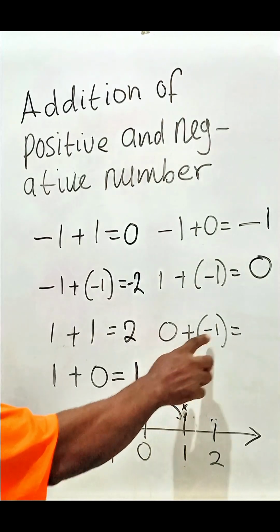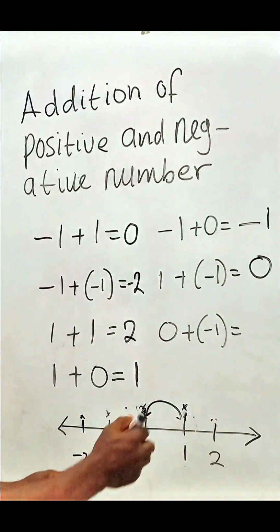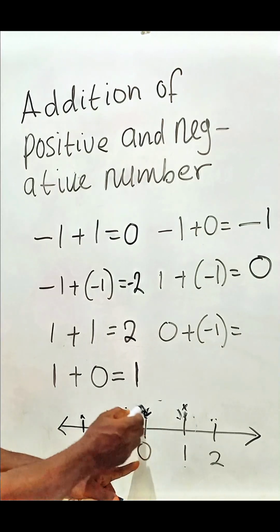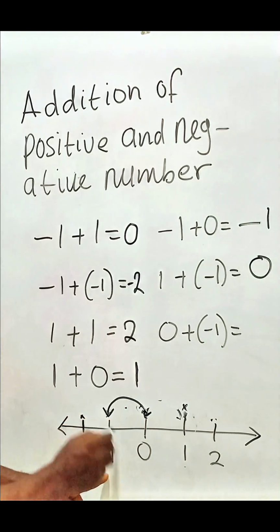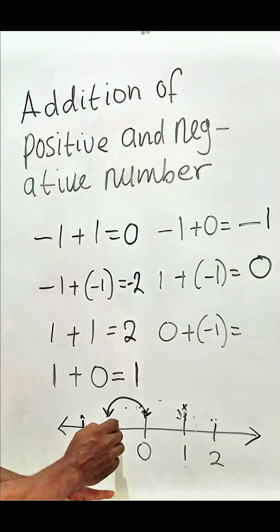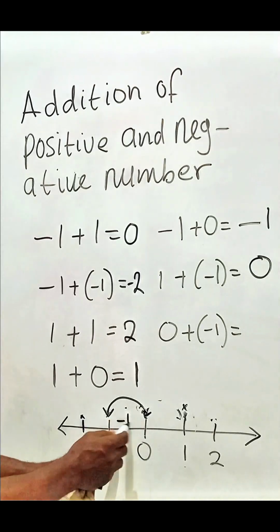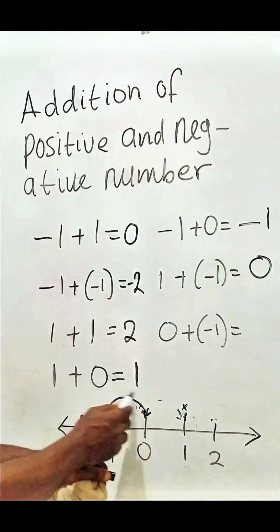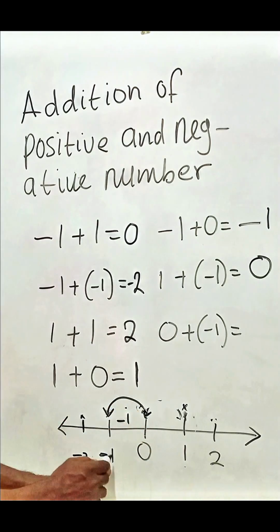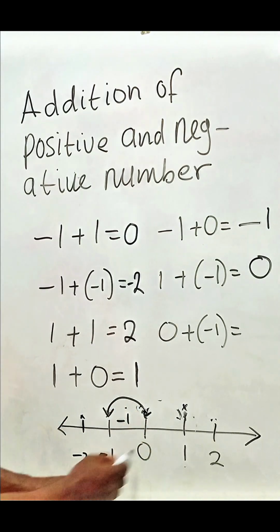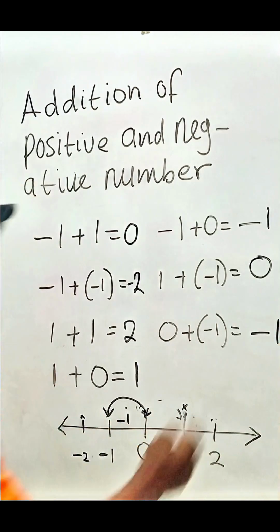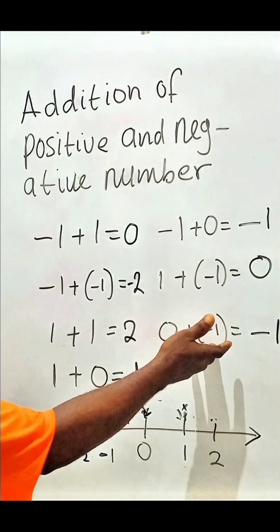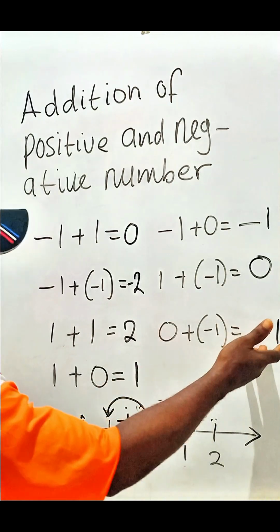0 plus negative 1. So if we start at point 0, and then we move 1 unit to the left, since each interval here is negative 1, we're going to stop at negative 1. So the result is also negative 1. So if we add nothing to negative 1, the result still remains negative 1.